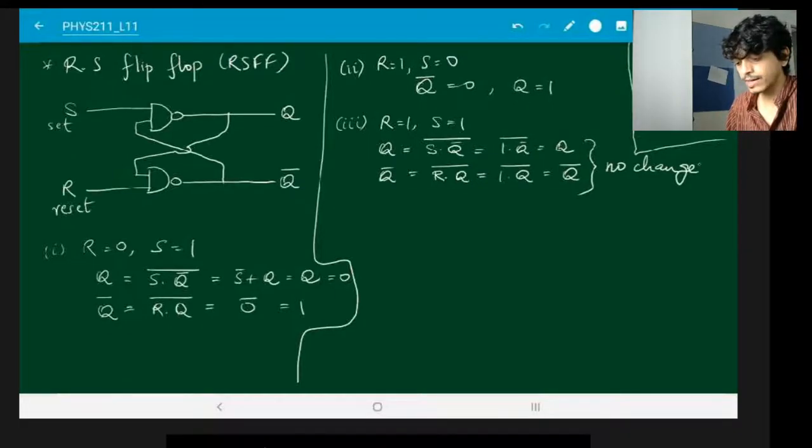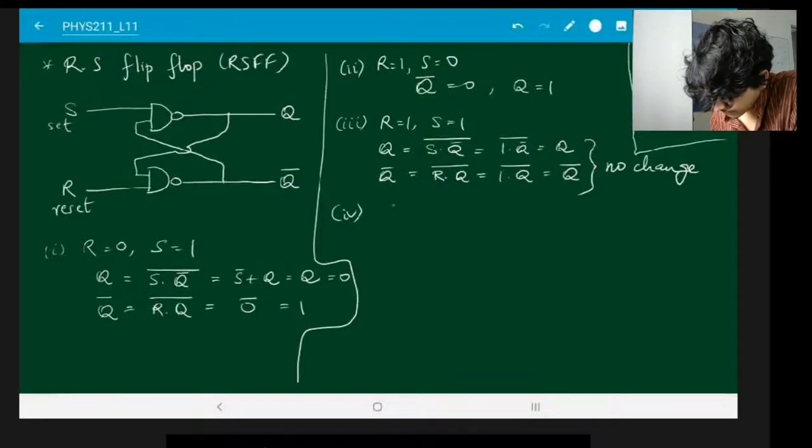So if you apply R and S both equal to 1, then whatever was the previous state of Q, because of a previous computation, Q may have had a value 0, 1, whatever. Now because R and S are both 1, this keeps that same state. Nothing changes.